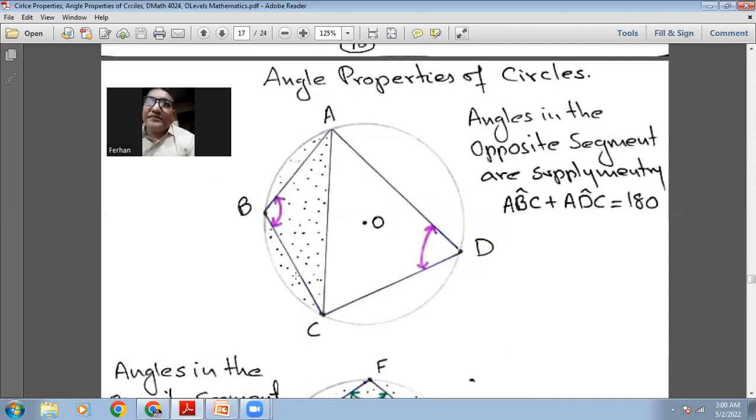So this angle and this angle are both angles subtended by that chord AC on the circumference. But the important thing is that both these angles are in the opposite segments, so their sum will be 180. The angle ABC and the angle ADC will be supplementary to each other. Their sum will be 180. So the angle ABC plus the angle ADC equals 180. We call it angles in the opposite segment are supplementary.